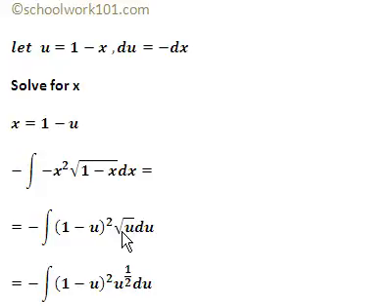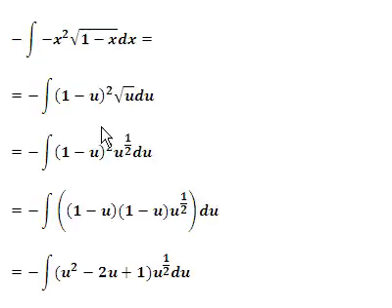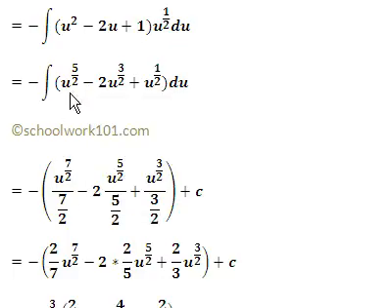Now I want to get this u out of radical form and get it into exponential form. So I do that, and now I'm going to multiply this together here, this 1 minus u. So I have 1 minus u times 1 minus u. We pull that out. You should get u squared minus 2u plus 1. Then I'm going to distribute this u to the half across each one of these terms. And so I do. We have u to the 5 halves minus 2u to the 3 halves plus u to the half du.